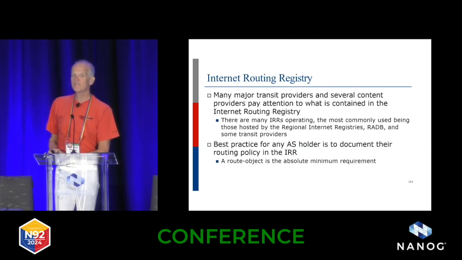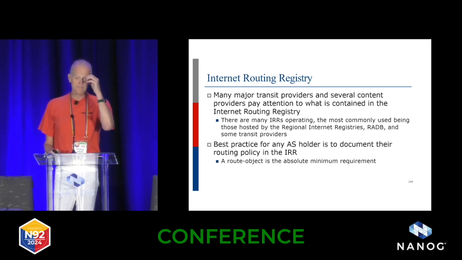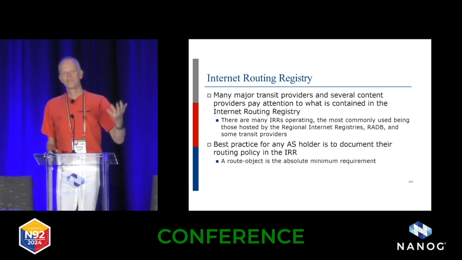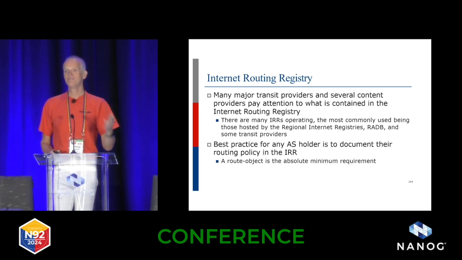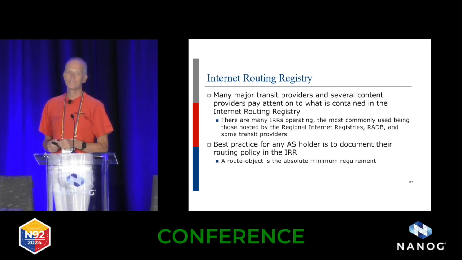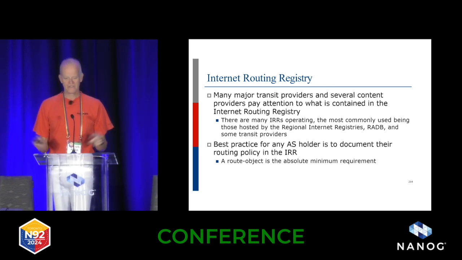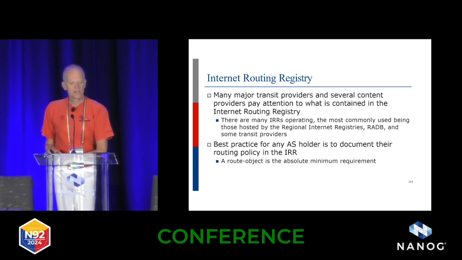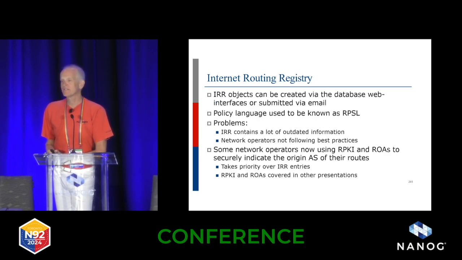The routing registry. So looking at best practices. Routing registry, you don't have to go hugely to town to use the routing registry, but having some basic entries in there is actually really important. A route object is the absolute minimum. If you want to talk to the likes of Google and so forth, you need to have a route object. Otherwise, it's just not going to happen.